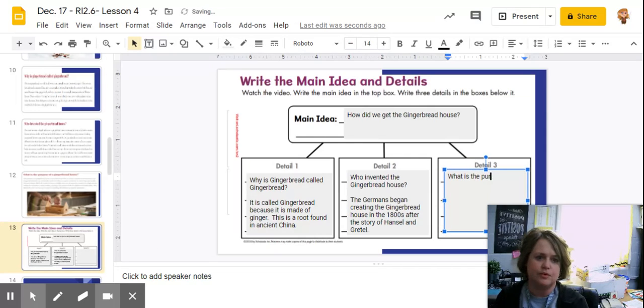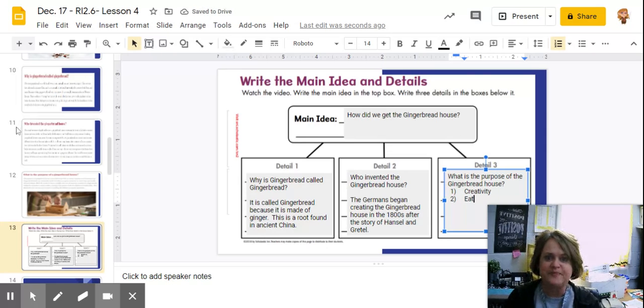Okay, what was the purpose of the gingerbread house? What is the purpose of the gingerbread house? It has two purposes. It said one was for creativity, for everyone to be creative, and the other one was to eat.